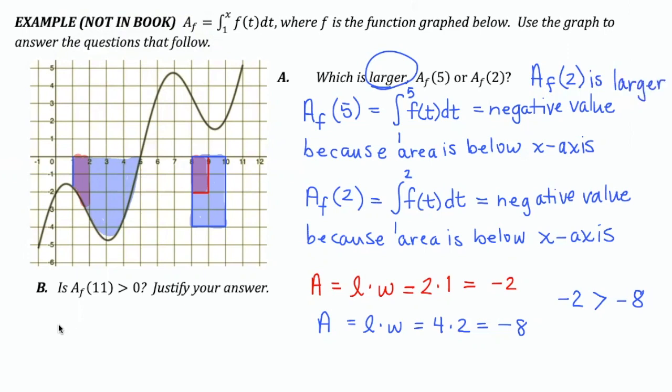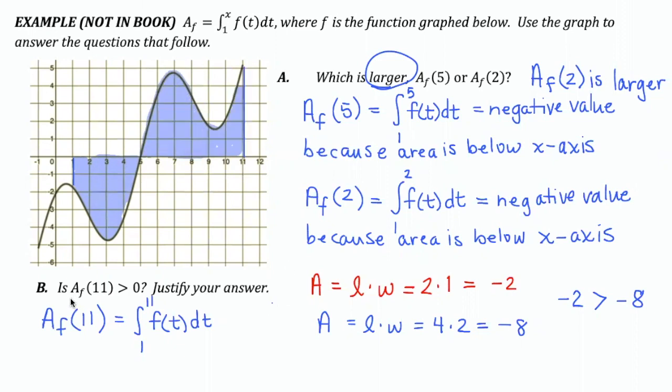For part B, we are asked, is A sub f of 11 bigger than 0? Justify your answer. Again, I would recommend going back to the original statement of the shaded area as an integral, and I'm now going to create that on this graph. I've got my fixed side of my shape, and if I let x go from 1 up to 11, that's going to incorporate this area, 1 to 5, as well as this area from 5 to 11.